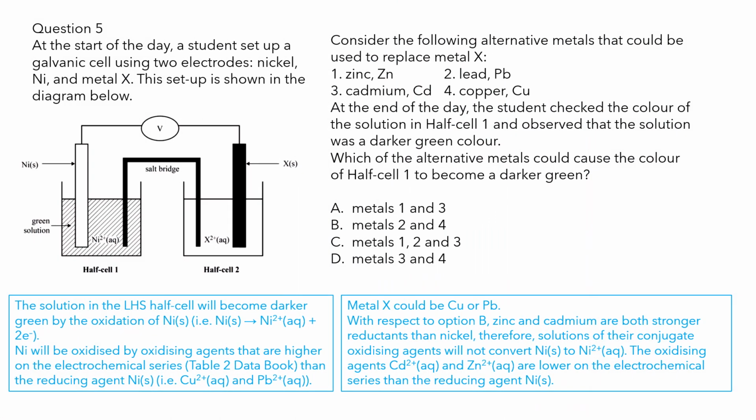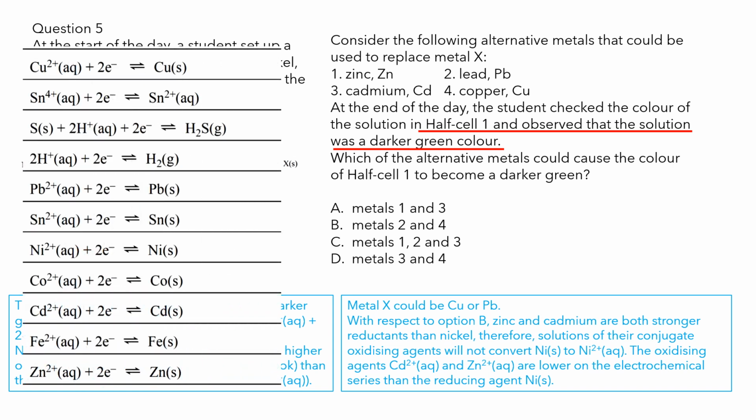The key information is that the solution in half cell 1 was a darker green color. This green color is the Ni ion's color. So, this information tells us that Ni metal loses electrons to become Ni ions. The X metal should gain electrons from Ni metal, so it must be above the Ni metal in the electrochemical series in the data book. Cadmium and zinc are below Ni metal but lead and copper are above Ni metal. So, B is correct.